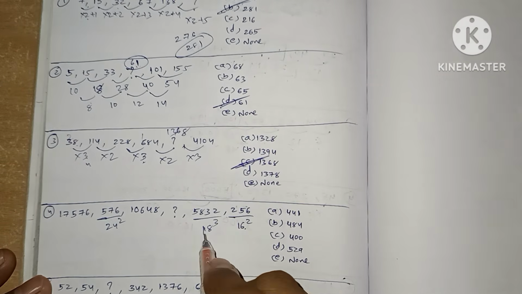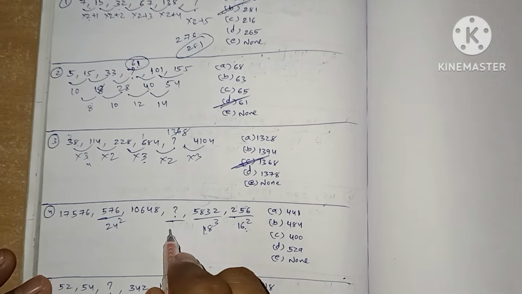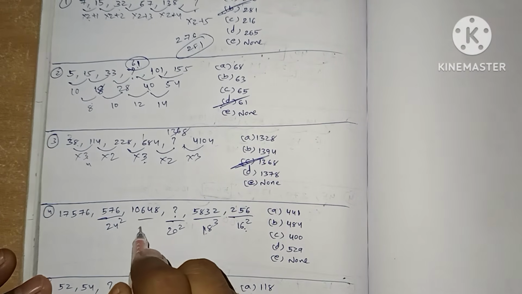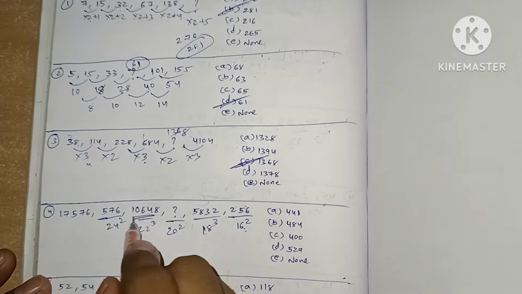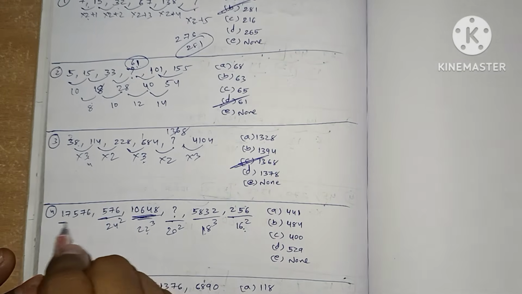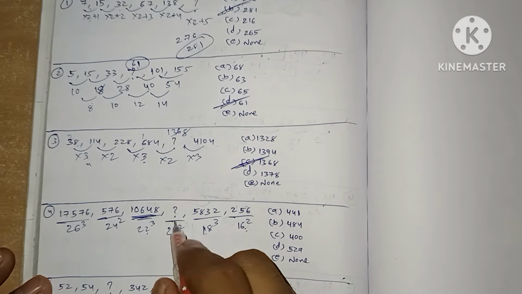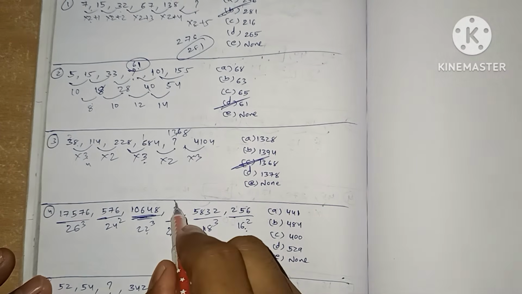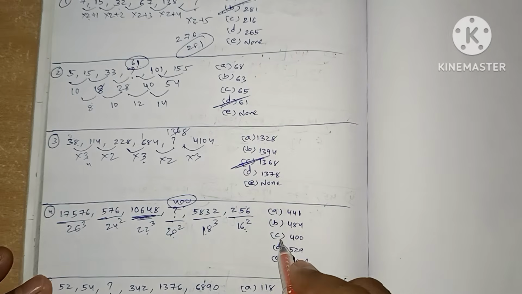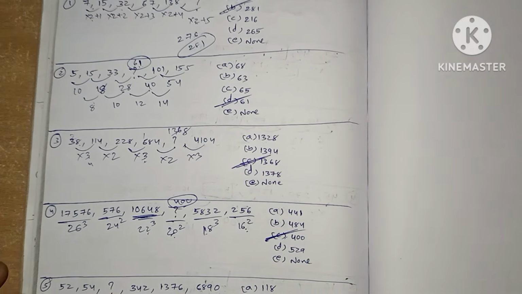So squares and cubes here, so it must be 20 square, it must be 22 cube. Yes, it is 20 cube, 22 cube, and this is 26 cube. So here the place of error is 20 square, which is 400. Our answer is option C, 400.